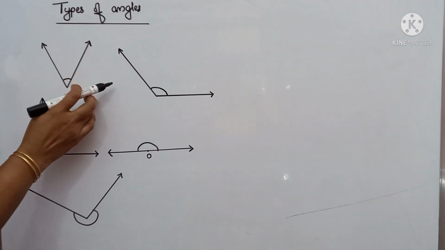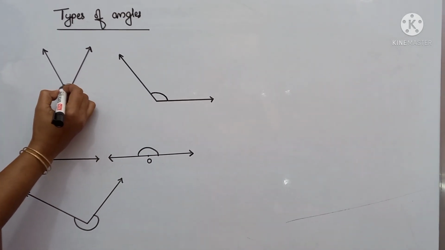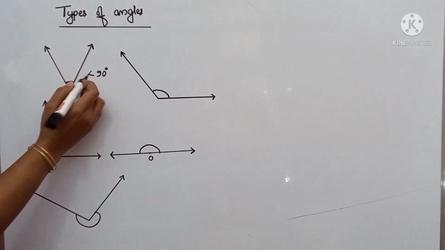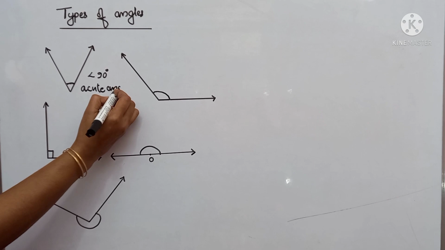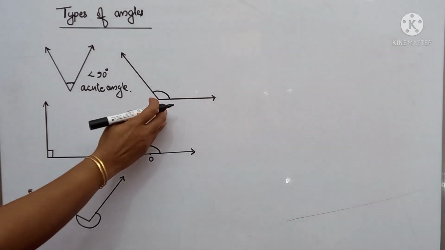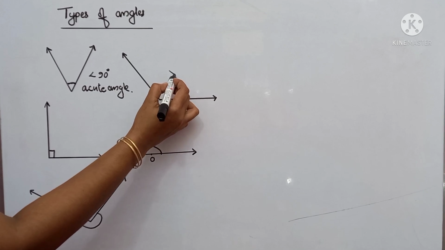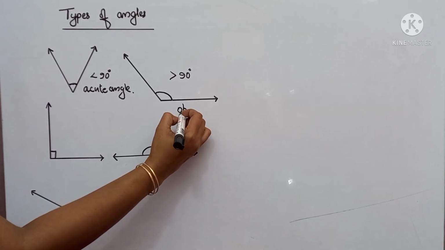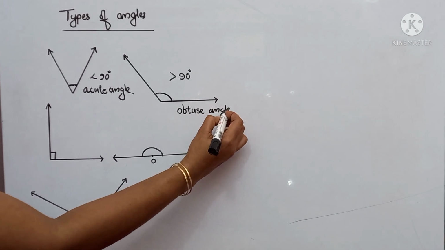Next, types of angles. Here you can see different types of angles. When we observe, we understand that this angle is less than 90 degrees. Its name is acute angle. This is an acute angle because the measure of this angle is less than 90 degrees. And here we can see this angle is greater than 90 degrees, and the name of this angle is obtuse angle. This is an obtuse angle because the measure of this angle is greater than 90 degrees.